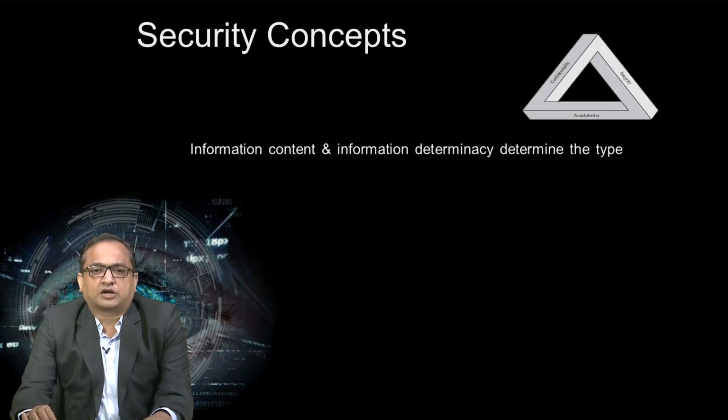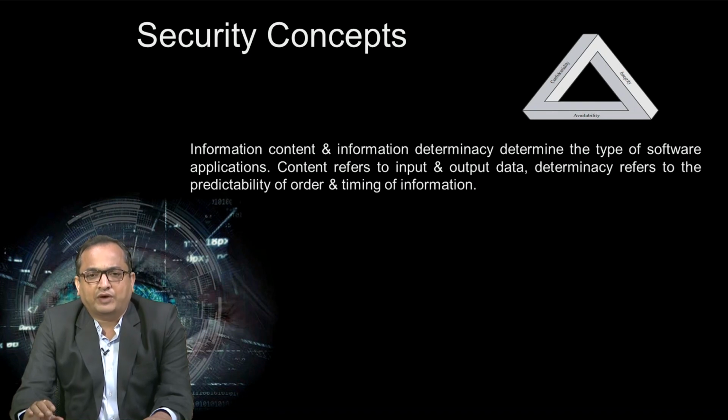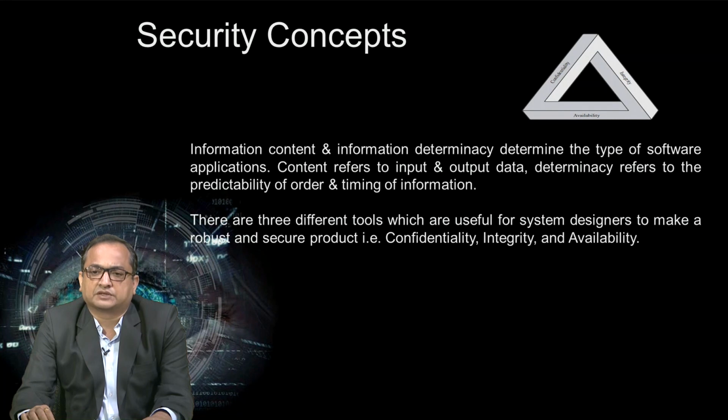Now, let us talk about the security concepts. So, what exactly is security and where exactly does security lie? Information content and information determinacy determine the type of software application. Content refers to input and output data. Determinacy refers to the predictability of order and timing of the information. So, there are three different tools which are useful for system designers to make a robust and secure product, for example, confidentiality, integrity and availability.